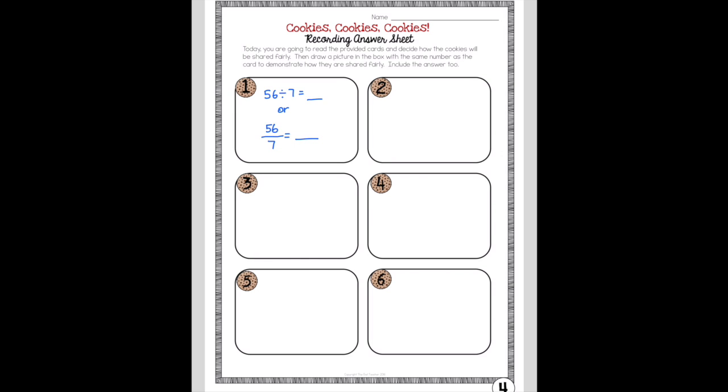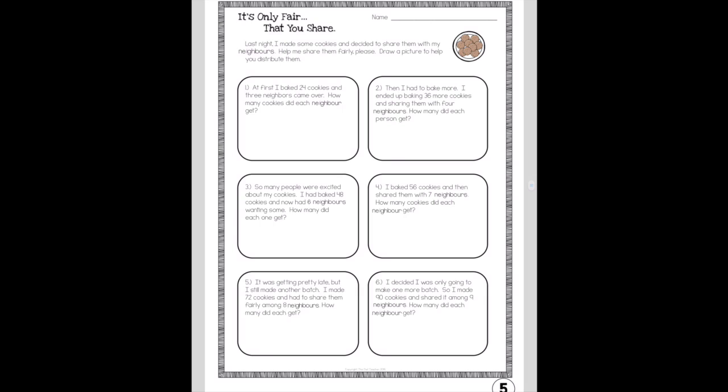Okay, on the next page, it's only fair that you share. So last night I made some cookies and decided to share them with my neighbors. Help me share them fairly, please. Draw a picture to help you distribute them. So when it says draw a picture, what it actually means is for you to represent your division problem as a fraction, okay? So what we always have to do when we have a problem is we need to look for the numbers that are involved and then see what they're asking us, right? So number 1, at first I baked 24 cookies and 3 neighbors came over. How many cookies did each neighbor get?